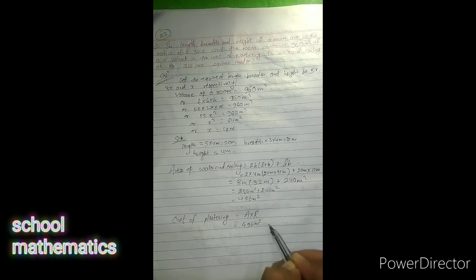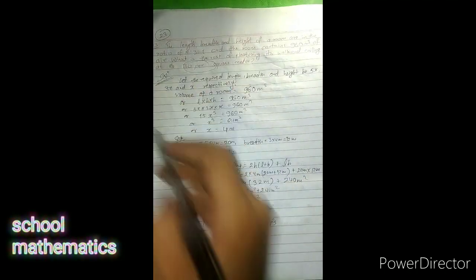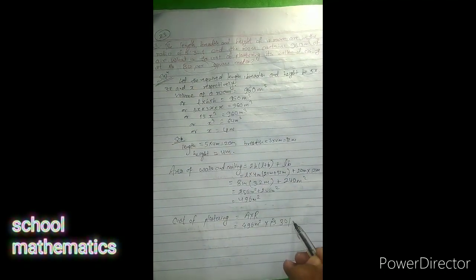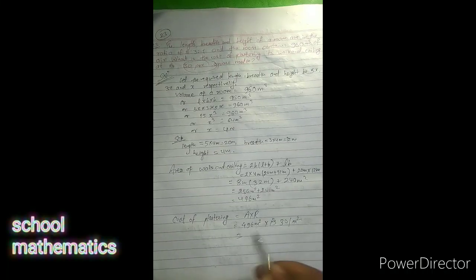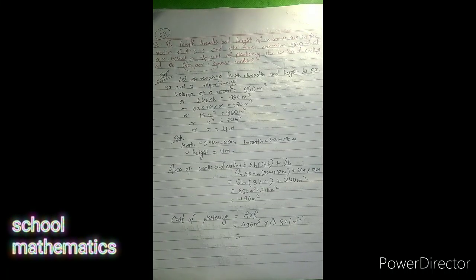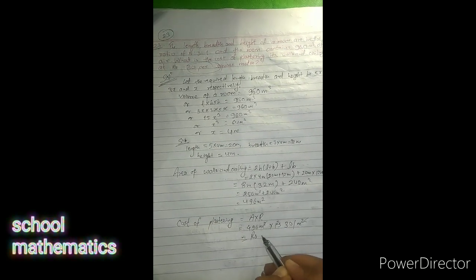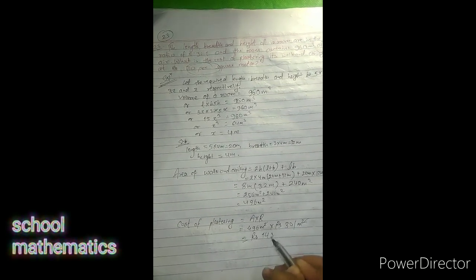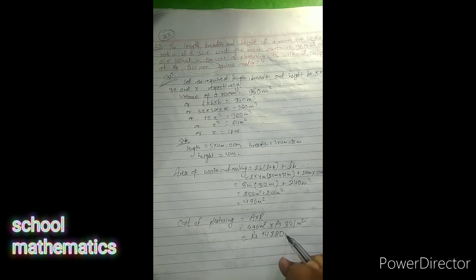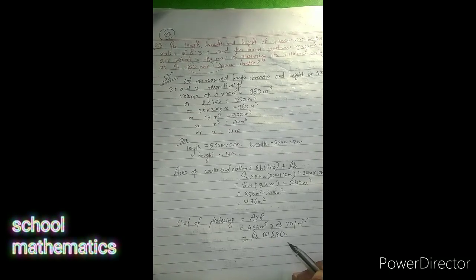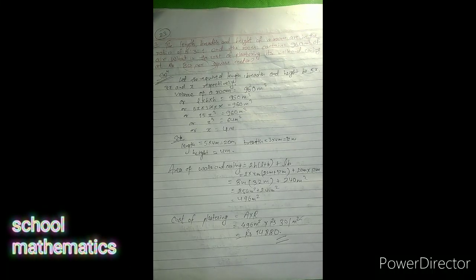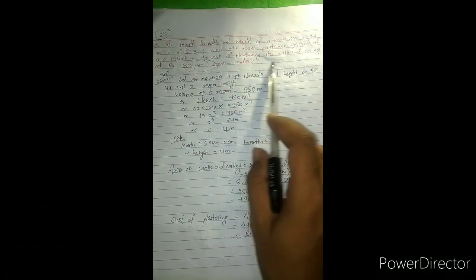496 meter square into rupees. What is the rate? 30 per square meter. So meter square can be cancelled. 496 into 30 is 14,880. This is the required cost of plastering the four walls and ceiling.